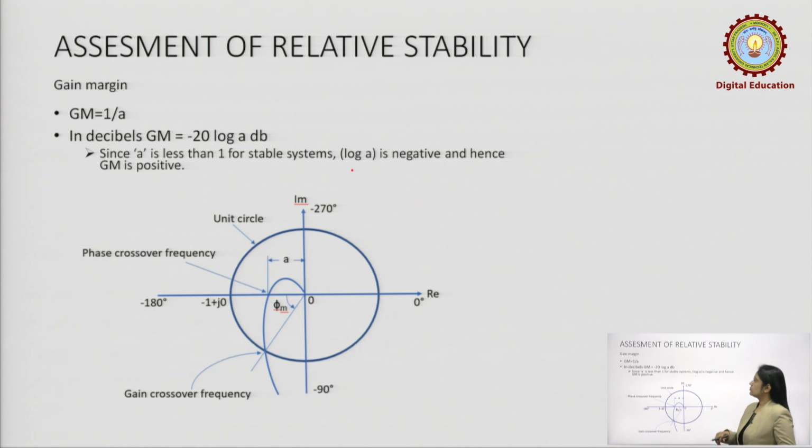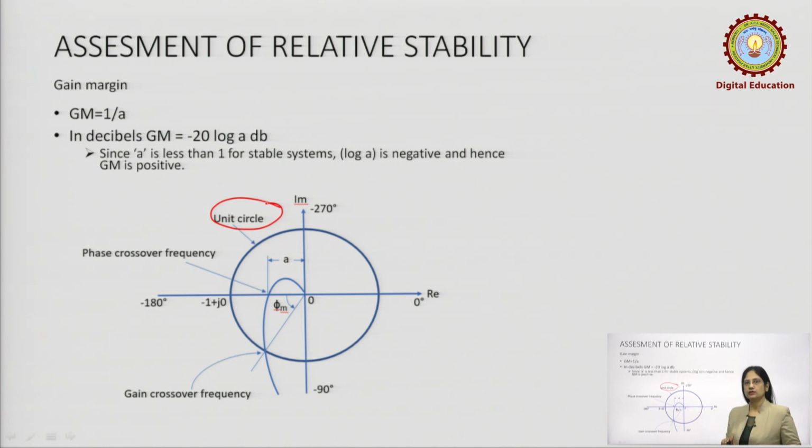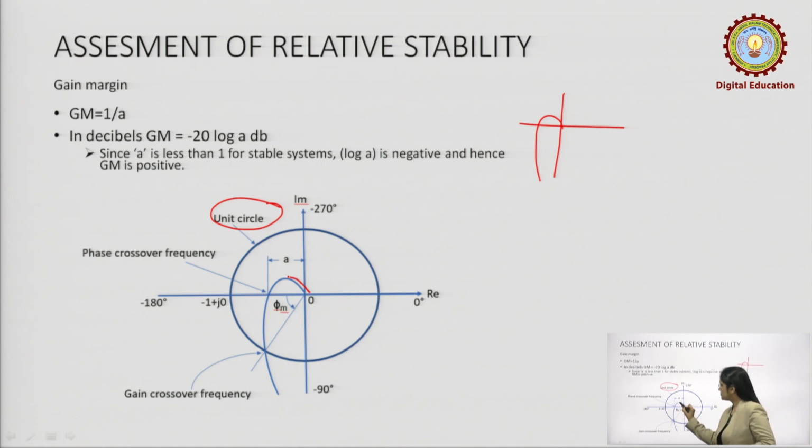Now, to understand what a gain margin is, here we have an imaginary axis and a real axis. In this we have drawn a unit circle, meaning a circle having radius 1 and centered at the origin. Once we have drawn this unit circle, we have a polar plot, this part here is the polar plot.